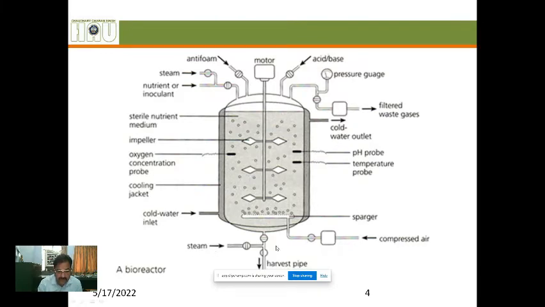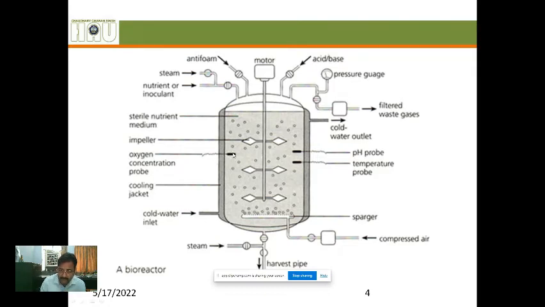Then we can use the steam to sterilize the harvesting pipe or to autoclave this. Here the different ports are there. One is for antifoam, another is for acid and base, then another for the filtered waste gases. Then for the nutrient or the inoculum, and we are having the sample port. Then this is the media inside this, and then this is a dissolved oxygen probe.